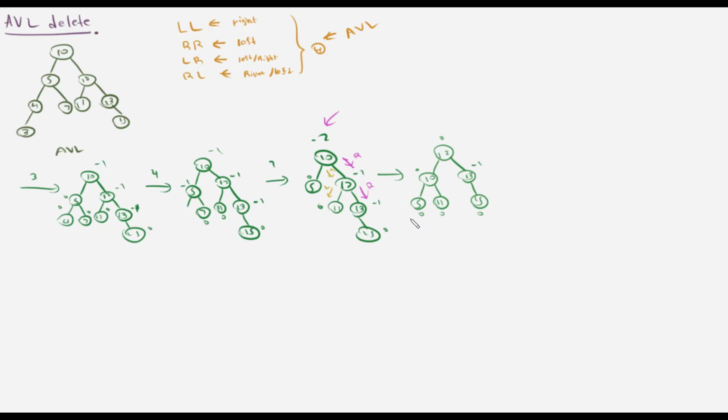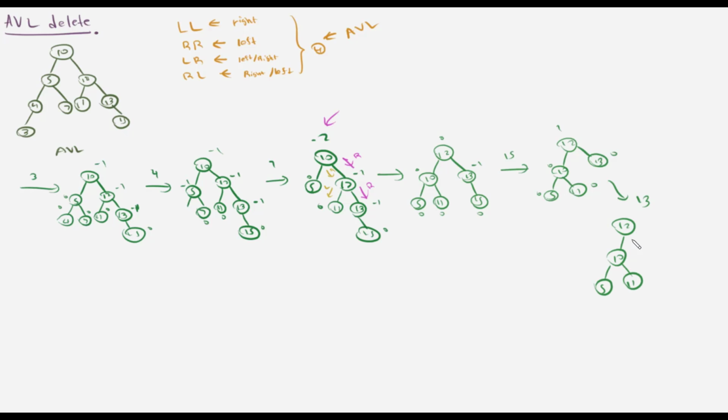So I can delete more values. Let me delete, let's say, 15. So it will make my tree like this: 5, 11 and 13. So the balance factors are something like this. And let me delete 13. So it will make my AVL tree something like this.